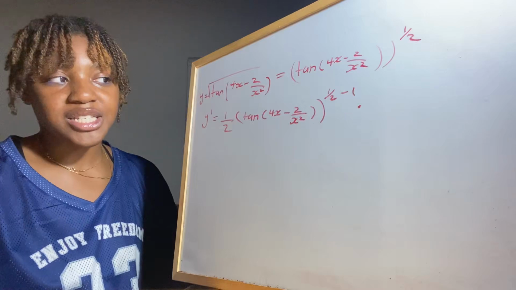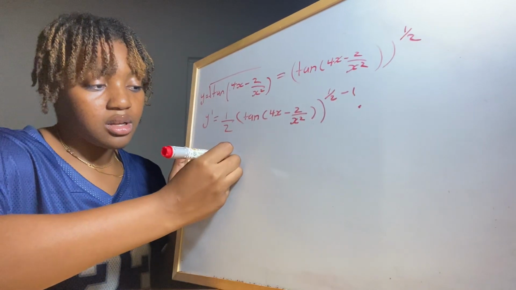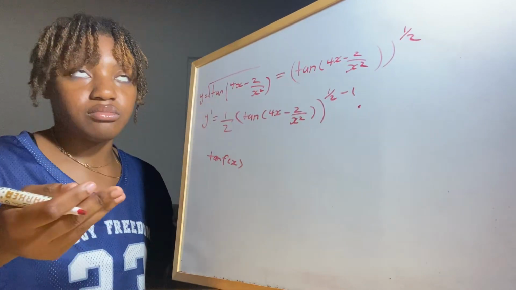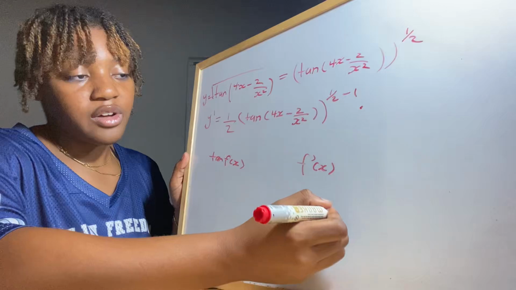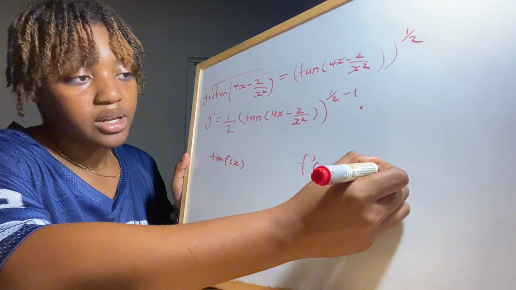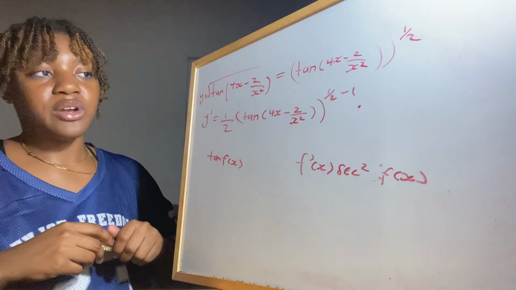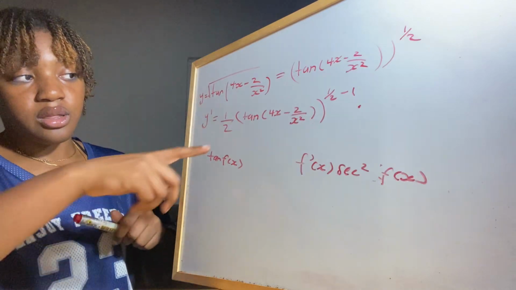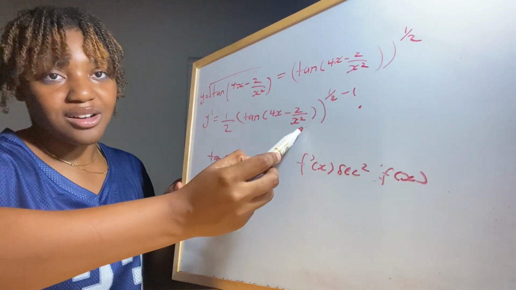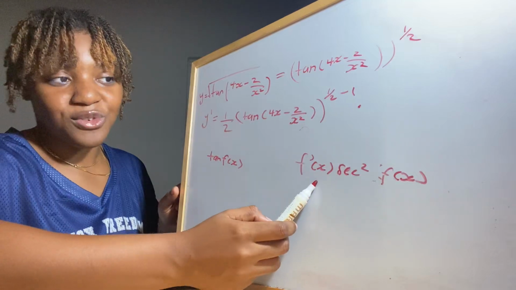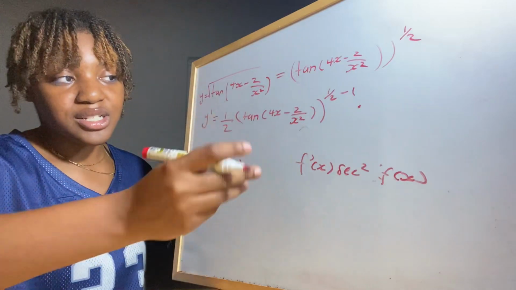So how do we differentiate tan(4x - 2/x^2)? Recall that the first derivative of tan f(x) is equal to f'(x) sec^2(f(x)). So that is what we're going for. We're going to multiply this expression by the derivative of what's in the bracket, the angle right here, because that's what the format is telling us to do, and we do that so we can make it the coefficient of what we get.